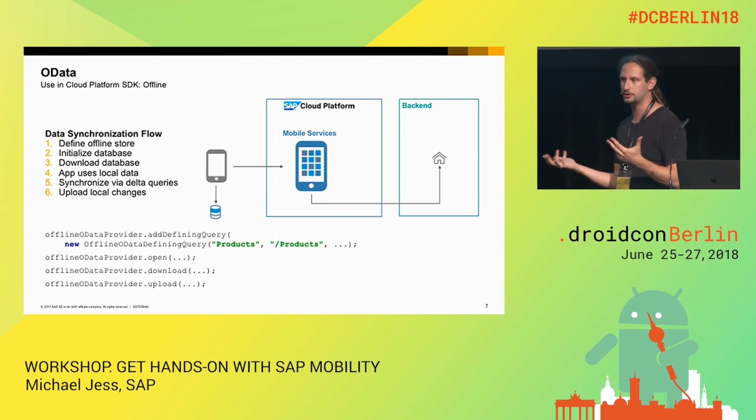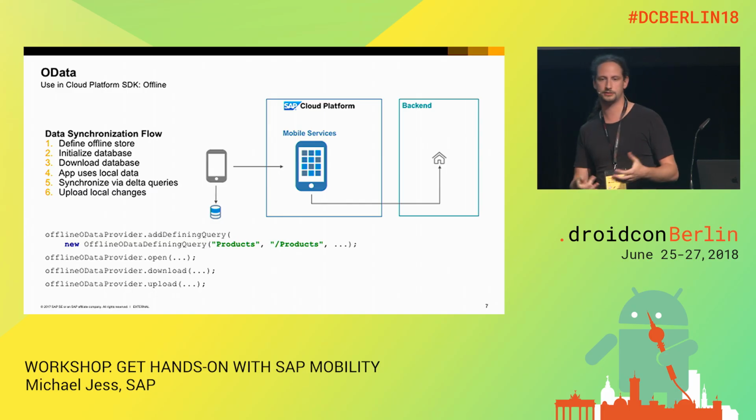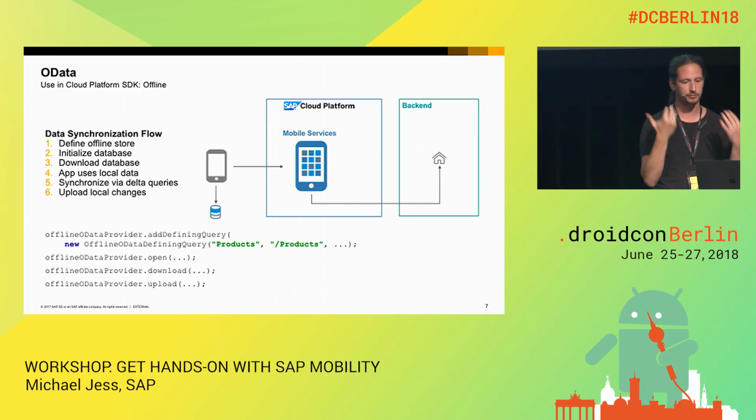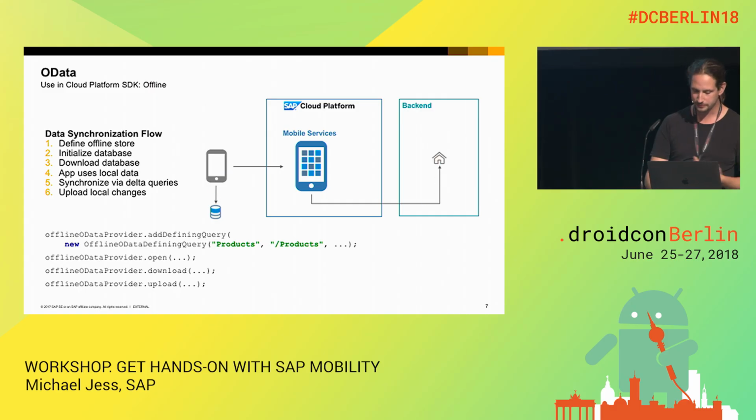Similarly, there's an upload operation, and when I upload data, then I only take what changed locally on the client and upload it. All right, that's how the offline stuff works, just to give you some context on what you're going to do.